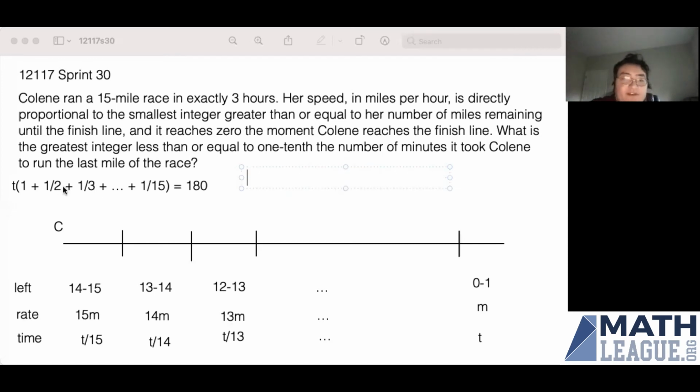Could it be in the 50s? Let's make a note of this is too much. All right, could it be in the 50s? Well, if we try t equals 50 on our sum and it's smaller than 180, then we know we have our answer, because then t would be in between 50 and 60, and the answer would be 5.